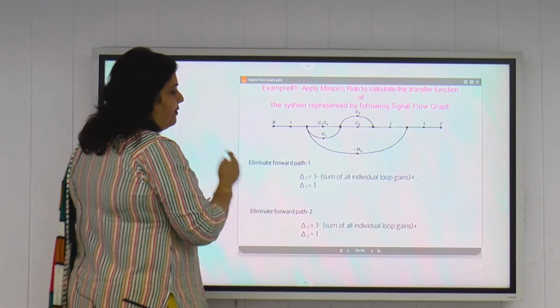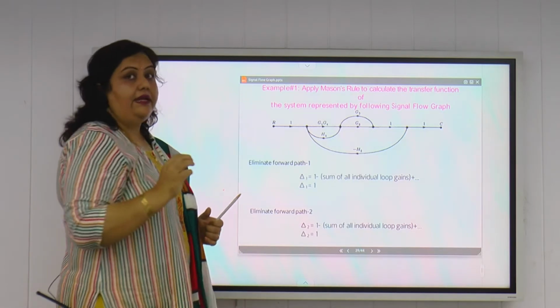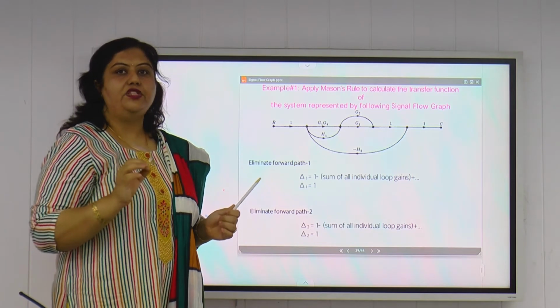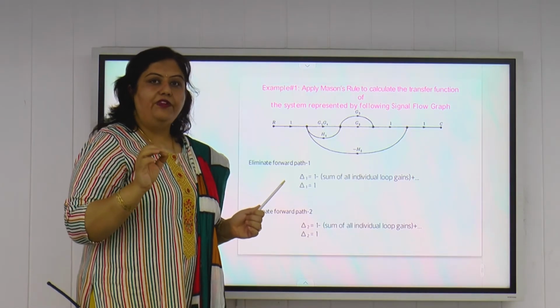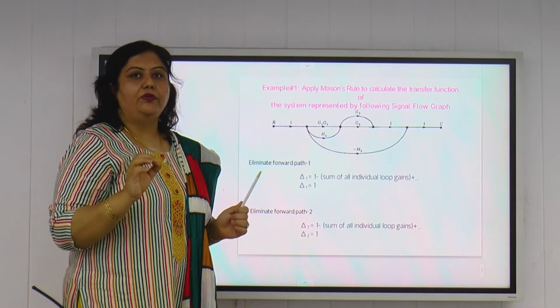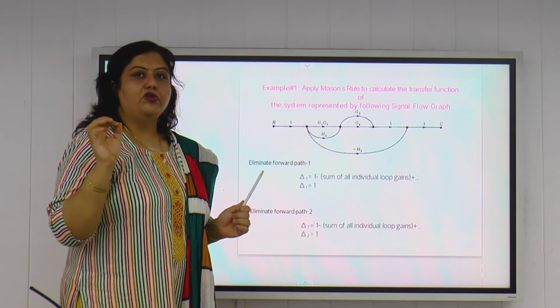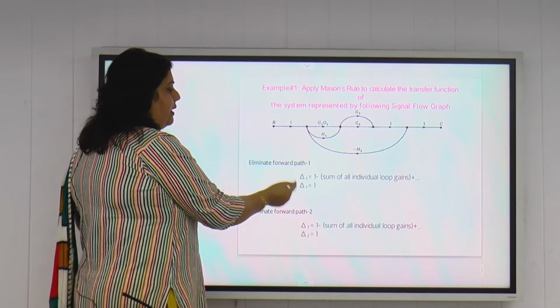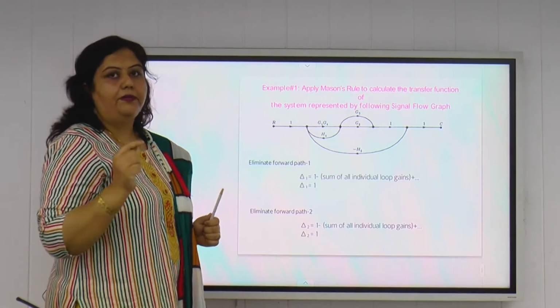Now we have to find delta 1 and delta 2. Delta 1 and delta 2 will have the same formula as delta, but the condition added in each bracket is that the loop we identify, or the pair of non-touching loops we identify, must also not touch the forward path we are talking about. So delta 1 is related to the path P1.